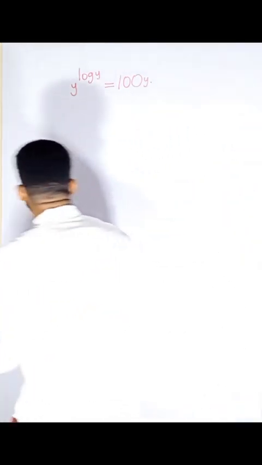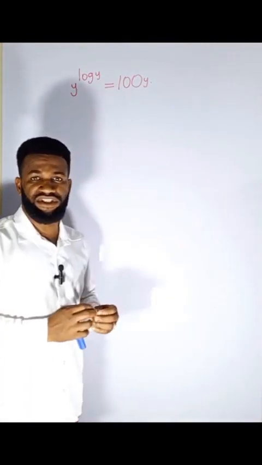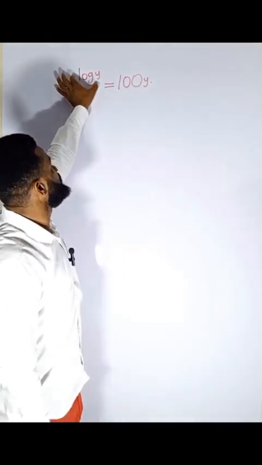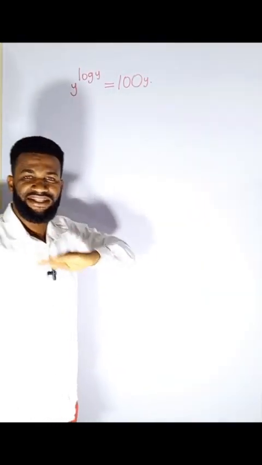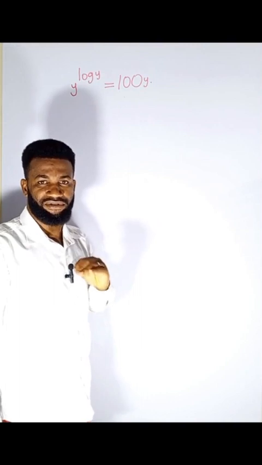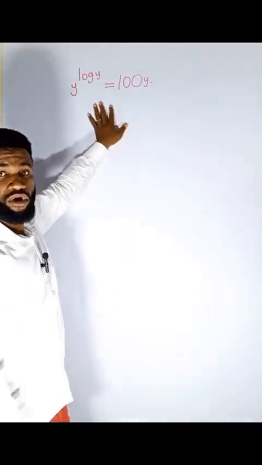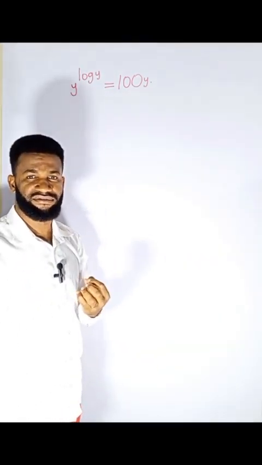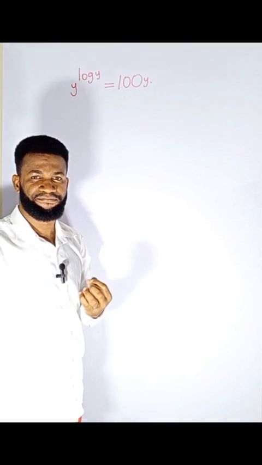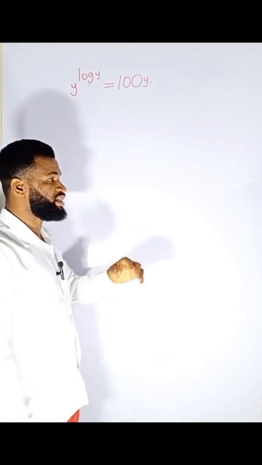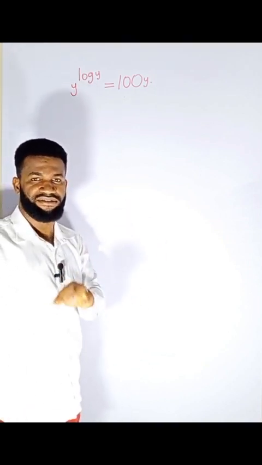All right. What I'm going to do is, remember, for something to be on top, the only thing you need to bring it down is to use logarithm. So I'm going to be taking log of both sides. So I'm going to be taking log base 10 to both sides.